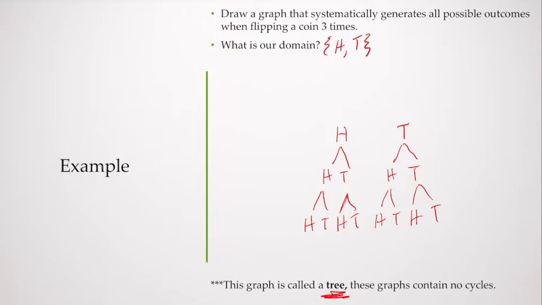A tree contains no cycles. Cycles are when an element either loops to itself or loops to another element and back, right? We looked at these a few slides ago, but this is an example of a tree. I'll give us a more formal definition later on, but right now just know trees contain no cycles.